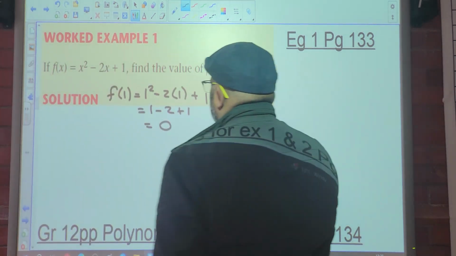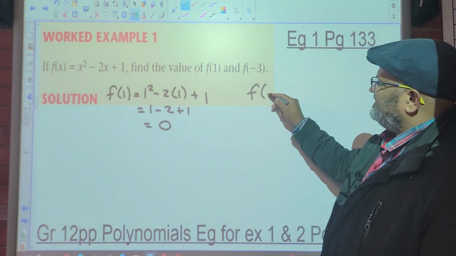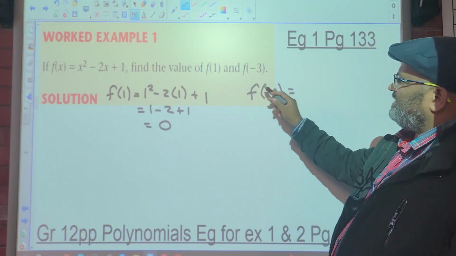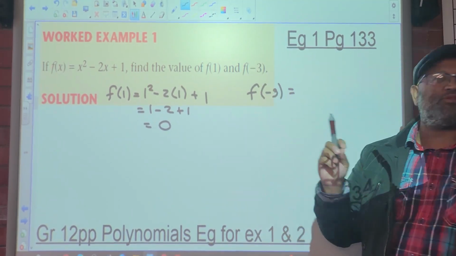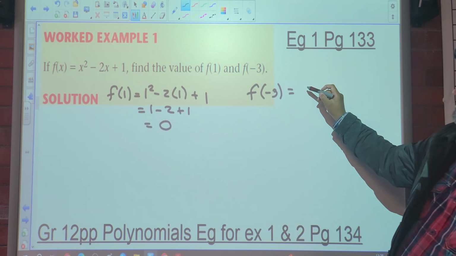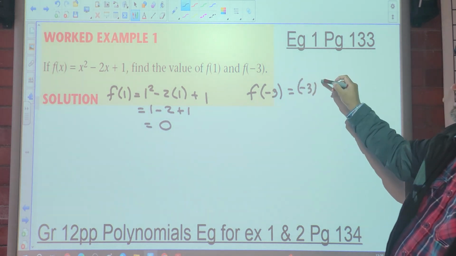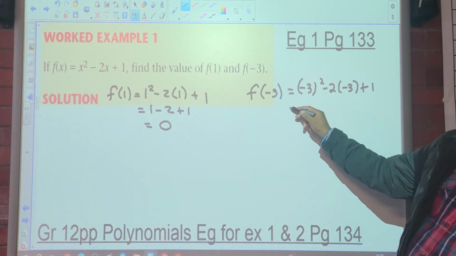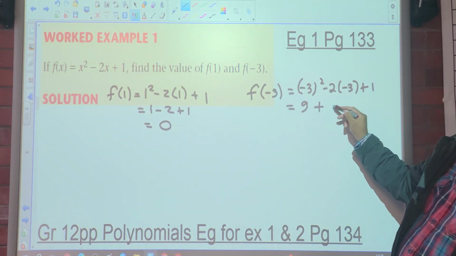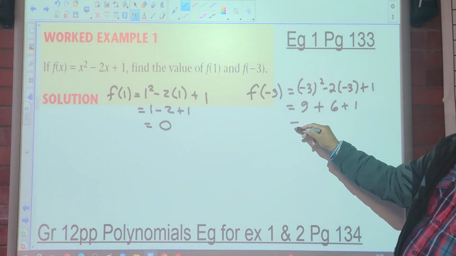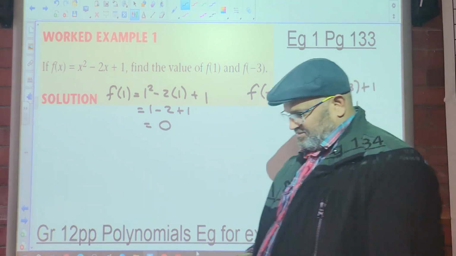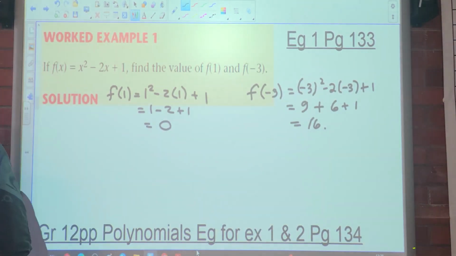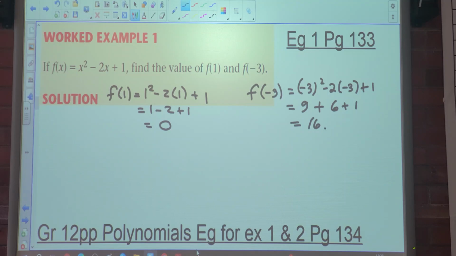Let's now look on the other side. What is f of minus 3? So that means to say wherever I see an x, I put a negative 3. So in other words, it's going to be negative 3 squared minus 2 times negative 3 plus 1. Gives us 9 plus 6 plus 1, which gives us 16. Is there any confusion there?